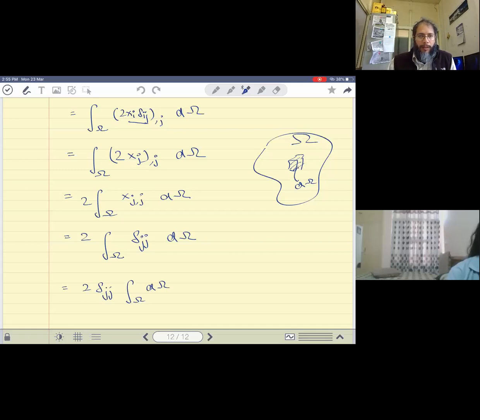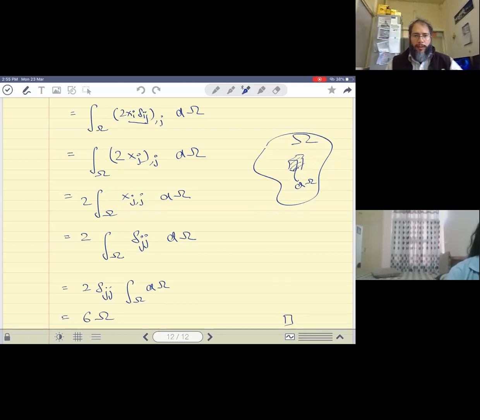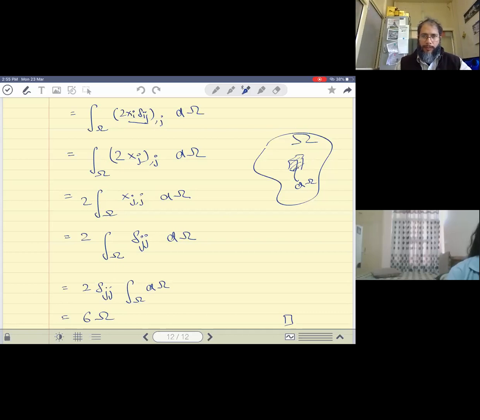Right. So delta jj, as we know, is 3. So 3 times 2 is 6. And the integral of d omega over the whole volume omega is nothing but omega. So that's the proof. Is that clear? Does anyone have a question?